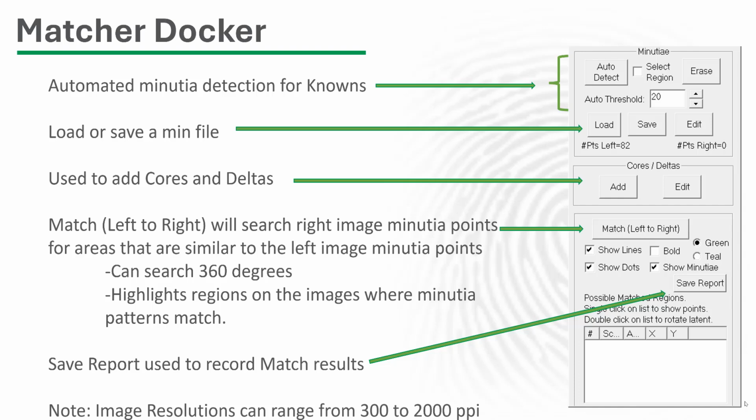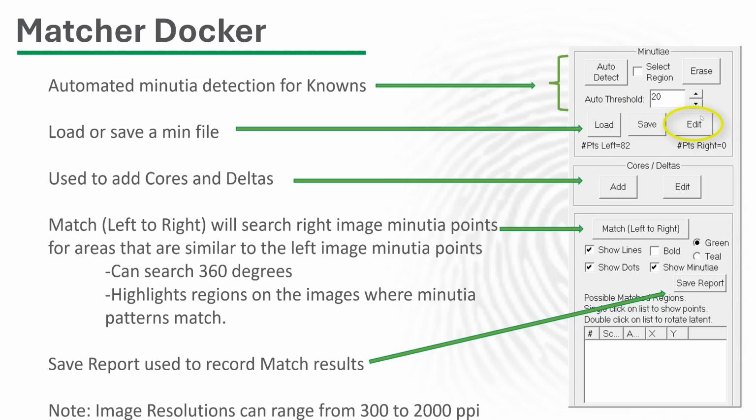The top part of the Docker is used for auto minutia detection, and that's good to run on knowns and very clean latents. This is the auto detect button. That's the one you click when you want to run the algorithm. If you want to run the algorithm on just part of an image instead of the whole thing, you would check select region and you draw a box over the part you want to run the algorithm on. This is the auto minutia detection threshold, and the higher the threshold, the fewer minutia you will detect, but also fewer false positives.